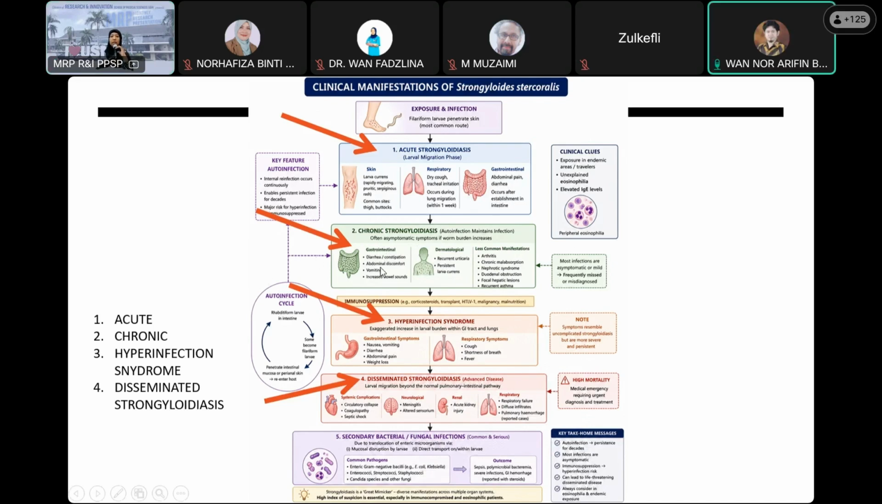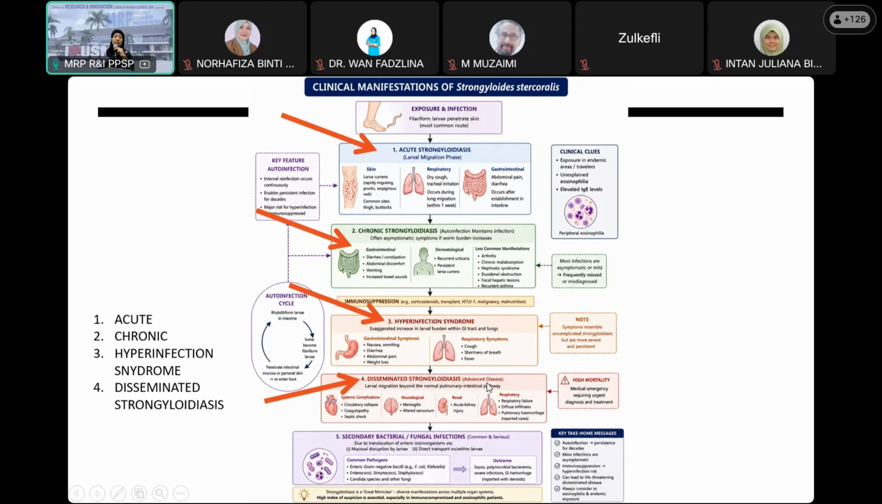But somehow, if the patient has some form of immunosuppression, for example corticosteroid therapy, transplant, malignancy or malnutrition, the Strongyloides can have an accelerated auto-infection cycle, whereby the rhabditiform larva goes into the filariform larva, and the cycle continues inside the patient, giving rise to hyperinfection syndrome. In this hyperinfection syndrome, you have many larvae in your GI tract as well as the pulmonary system.